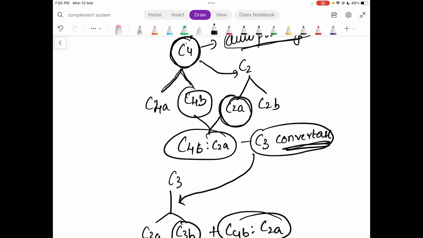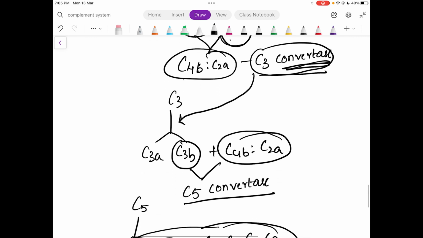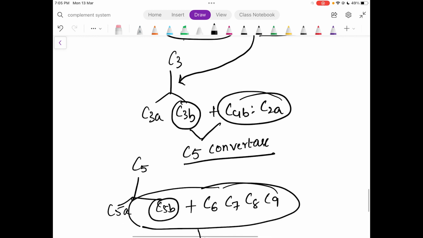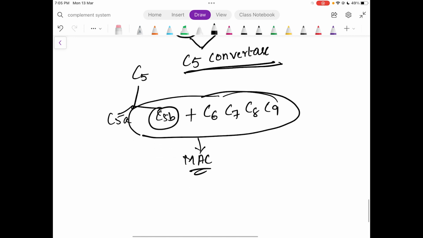and C2B. This C4B and C2A is combinedly called as C3 convertase, which helps in conversion of C3 to C3A and C3B. This C3B will combine with C2A and C4B combination and they will form C5 convertase, which will convert C5 into C5A and C5B. This C5B will combine with C6, C7, C8 and C9 and they will form a complex called as membrane attack complex and the process is same as classical pathway.